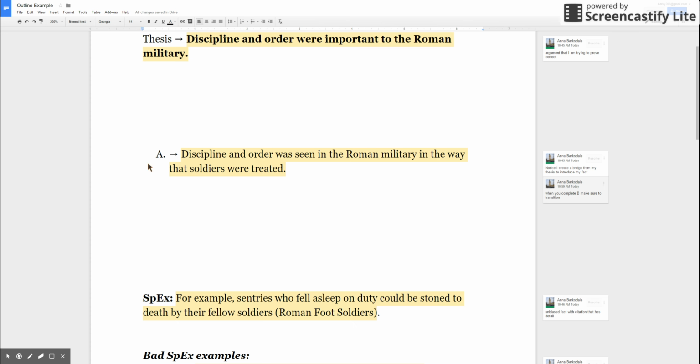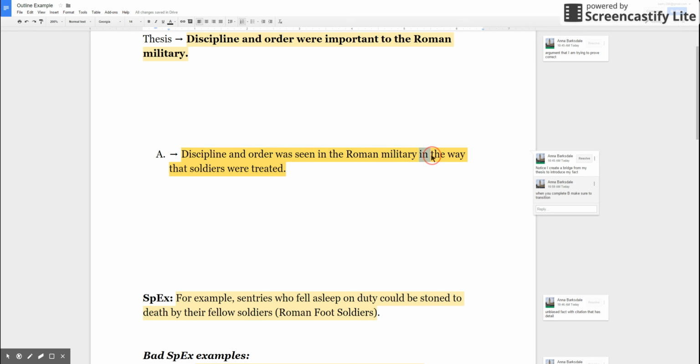So your supporting detail statement is building the bridge between your thesis and your specs. I want you to notice, I started off with discipline and order was seen in the Roman military. These words can be seen up here in the thesis: discipline and order, Roman military. I know you're going to say to me, well, that seems really repetitive. I don't want to write like that. And I agree with you. But for the sake of making sure you're doing it right, it's better to start off basic. And as you move along in your writing, you can become more sophisticated. So this is my link to the thesis.